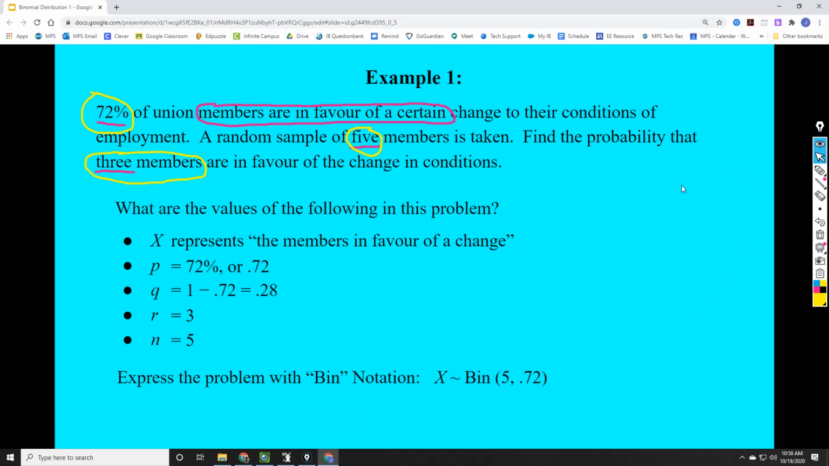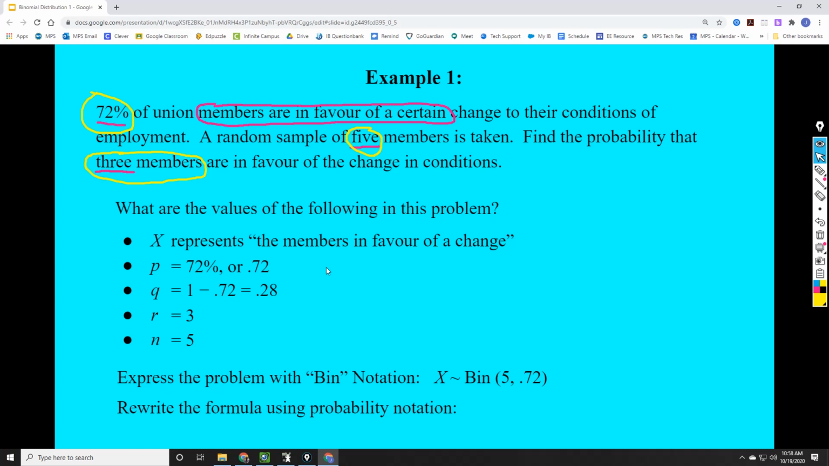And then the last thing we're going to do with this one is look at what this actual question is asking us. This particular question is asking us to find the probability that 3 members are in favor of the changing conditions. Now, we already know that if I just pick one random person, they have a 72% chance of being in favor of it. That's our P, our probability of success.